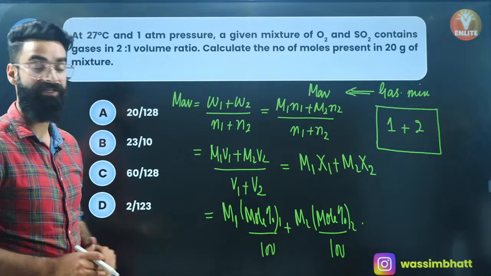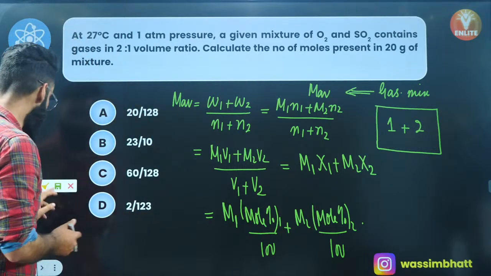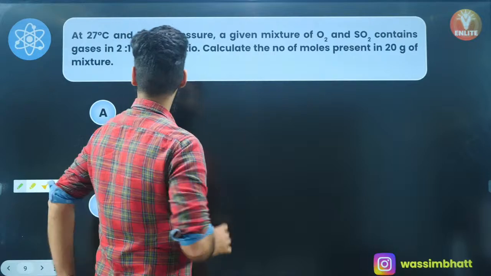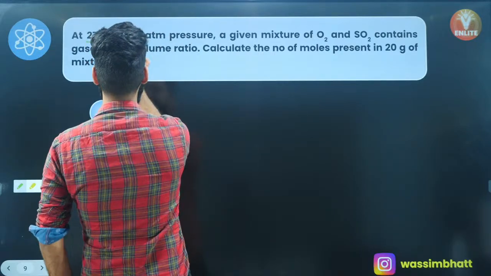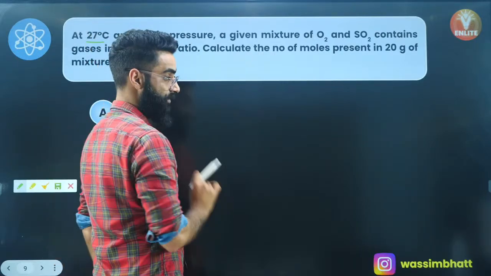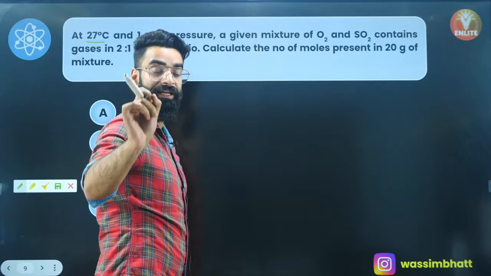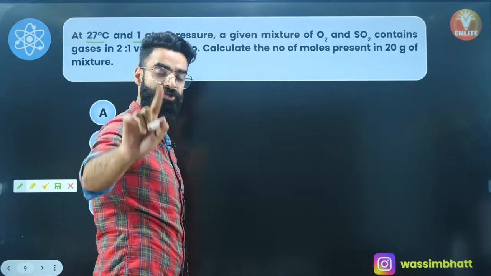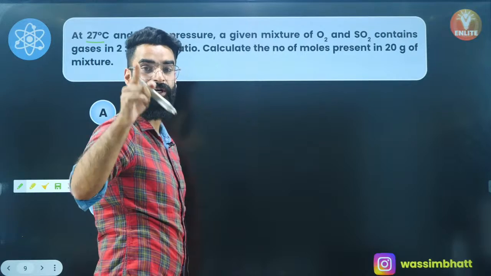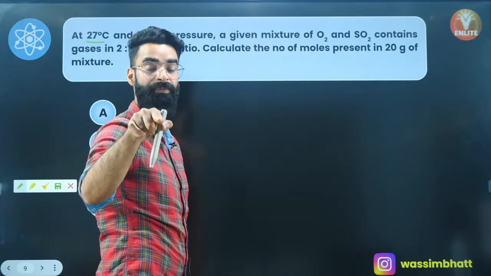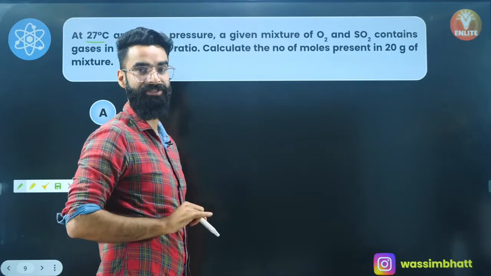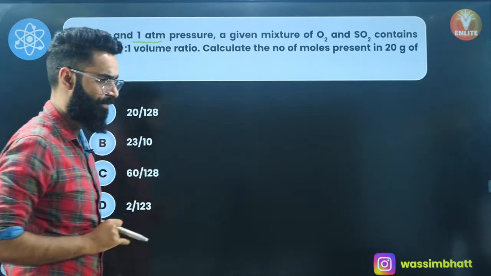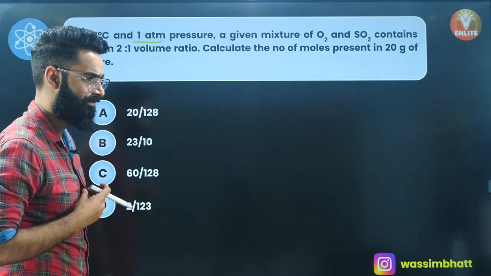Now let's try to solve this particular question. See what the question is exactly. Basically, it's mentioned in the question at 27 degrees centigrade and 1 atm pressure. So first thing, the pressure and temperature of the gaseous mixture is kept constant, right? And there is only one result which we can use to calculate the average molar mass of the gaseous mixture when its pressure and temperature is constant, right?